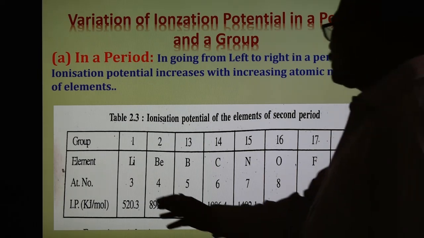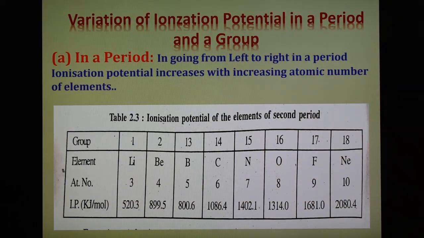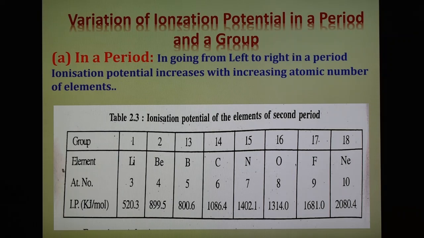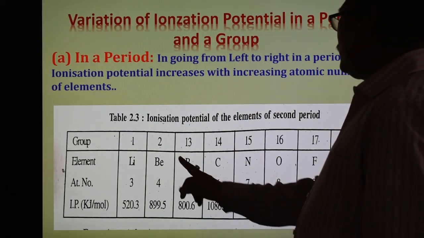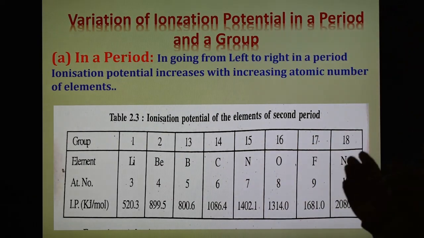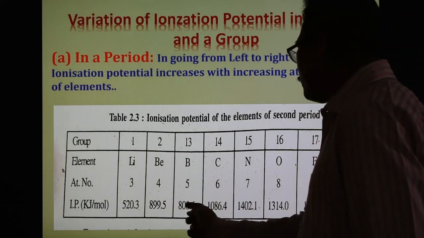As the electrostatic force of attraction increases from left to right, removal is more difficult, and therefore the ionization potential value also increases from left to right in the period. These values shown here show the increase of ionization potential value. Here two elements are exceptions, beryllium and nitrogen. These two elements show exceptional configuration, and the value for beryllium is higher as compared to the preceding one.